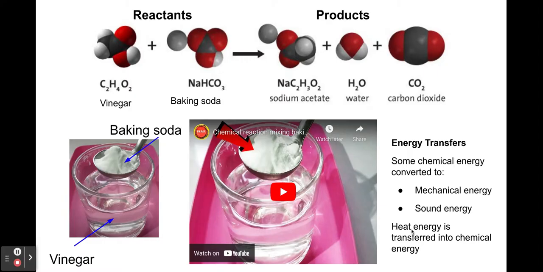Some of the heat energy in the environment is actually transformed into chemical energy. If you did this experiment in real life, you would feel that the solution starts getting cold. And that's because heat energy from the environment around this reaction is being taken into the experiment, into the reaction, and is being transformed into chemical energy stored within the bonds of these product molecules.